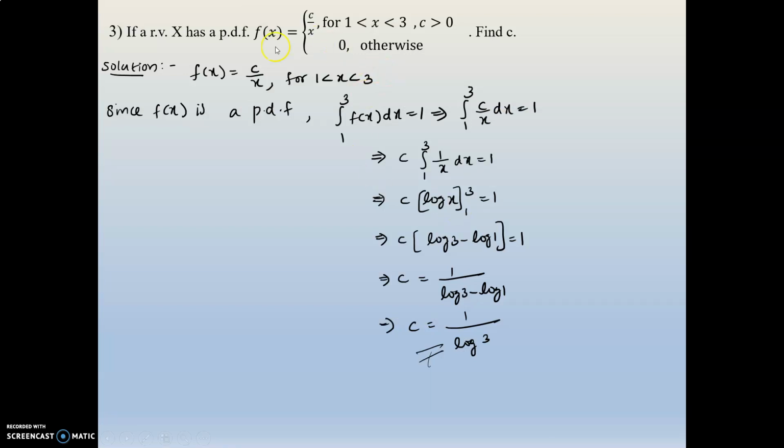Now if a random variable x has a probability density function f of x is equal to c upon x for 1 less than x less than 3, and 0 otherwise, where c greater than 0 is also given, find c. Since f of x is a probability density function, integral 1 to 3 f of x dx is equal to 1. Integral 1 to 3 c upon x dx is equal to 1. c into integral 1 to 3 of 1 upon x dx is equal to 1. So c into log x from 1 to 3 is equal to 1. c into (log 3 minus log 1) equal to 1. So c is equal to 1 upon (log 3 minus log 1). Since log 1 value is 0, 1 upon log 3 is the value of c.